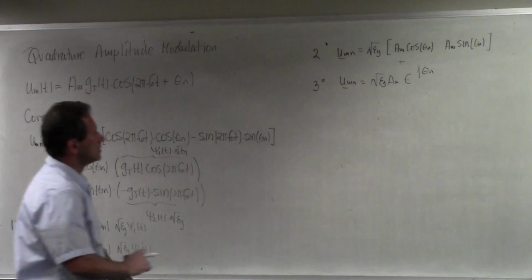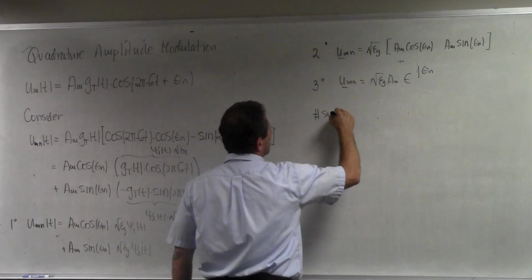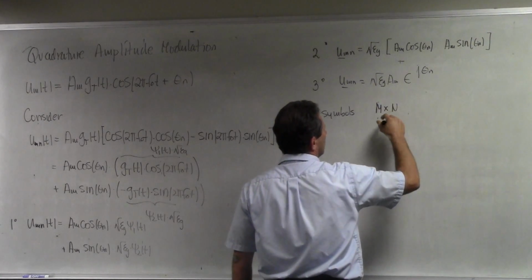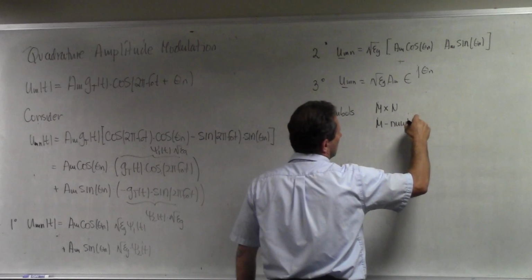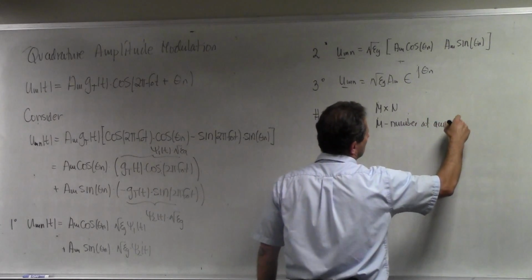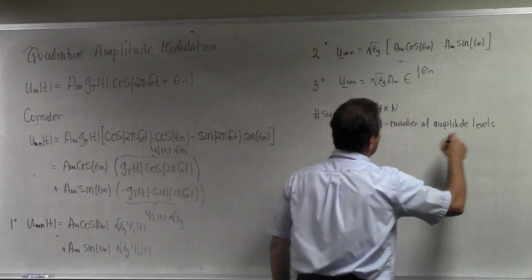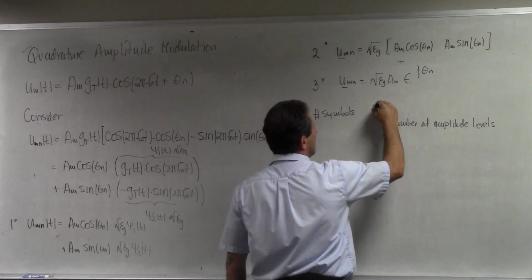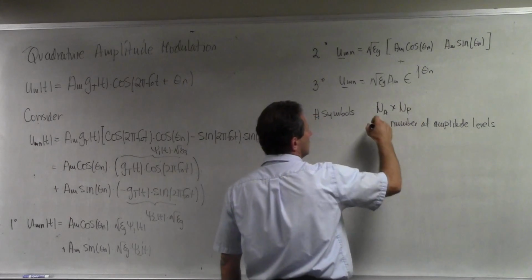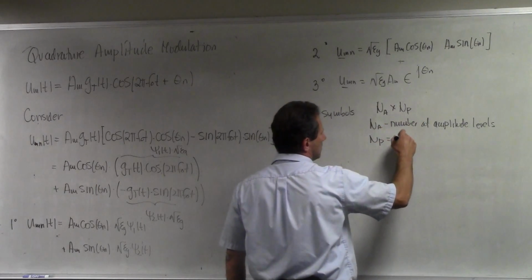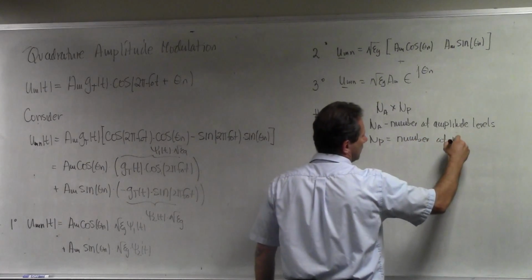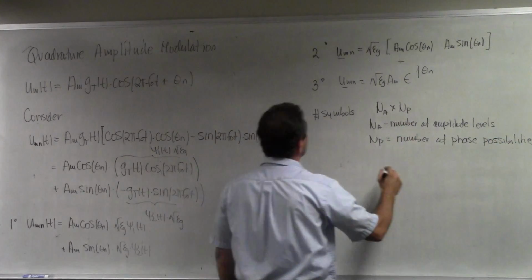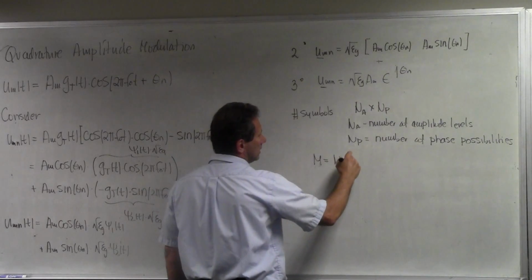So the total number of symbols is essentially M times N, where M is the number of amplitude levels and N is the number of phase possibilities. Call this N amplitude times N phase. And the total number of symbols M is going to be NA times NP.